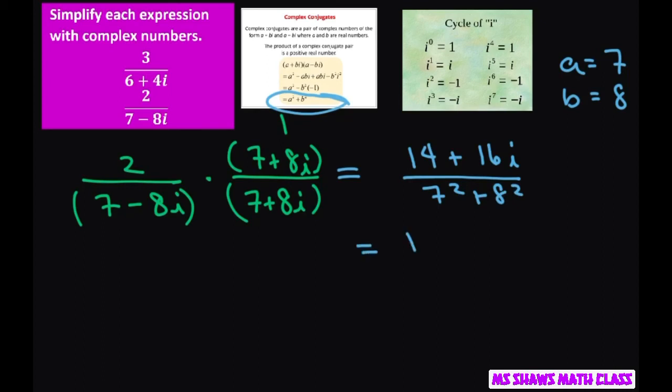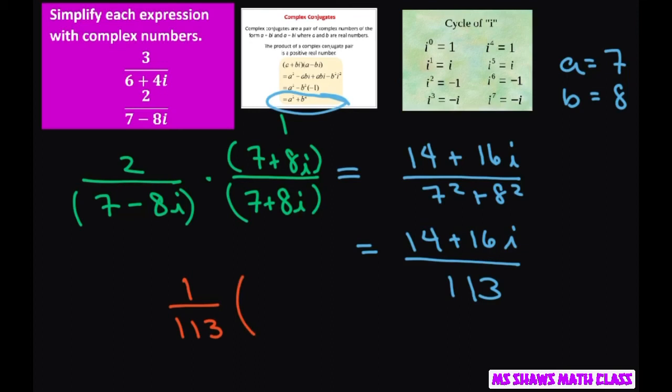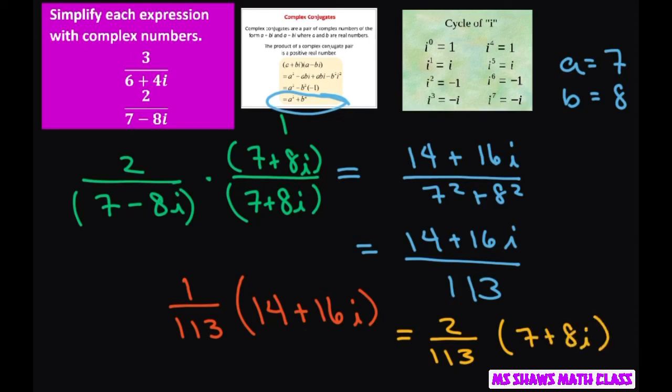So we get 14 plus 16i, and then we have 49 plus 64. That gives us 113. So that's good to go for that. Some books will write it like this. And then you're going to have 14 plus 16i. You could also factor out a 2 for this, and that would give us 2 divided by 113. And then you'd have 7 plus 8i. Just doing all the options here.